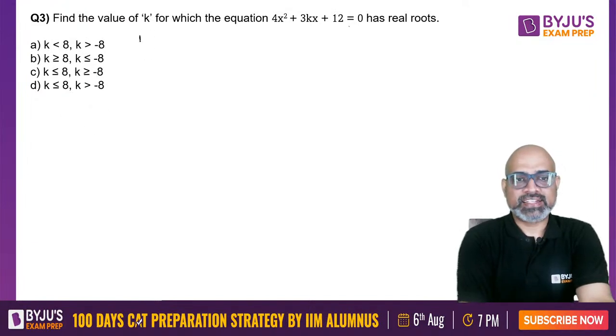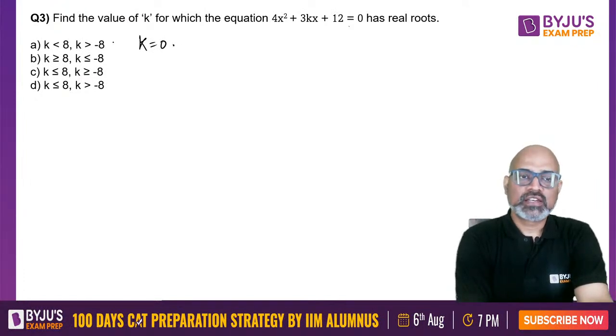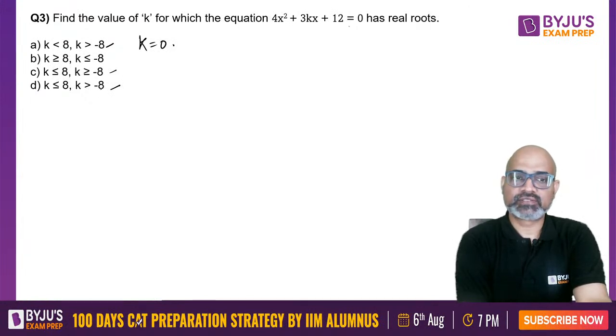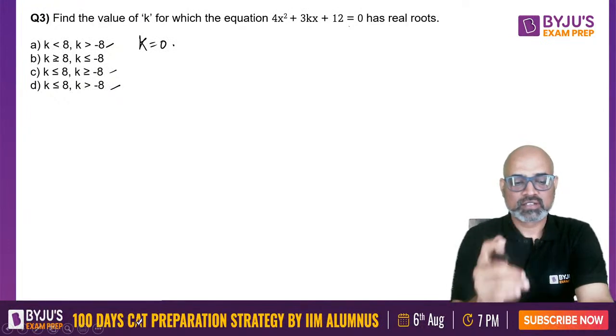Suppose I take k is equal to 0. K is equal to 0 is there in option A, option C, option D, right? K greater than -8, k less than equal to 8, 0 is allowed. K greater than equal to -8, 0 is allowed. K greater than -8, 0 is allowed. K less than equal to -8 and k greater than equal to 8, 0 doesn't happen, right?